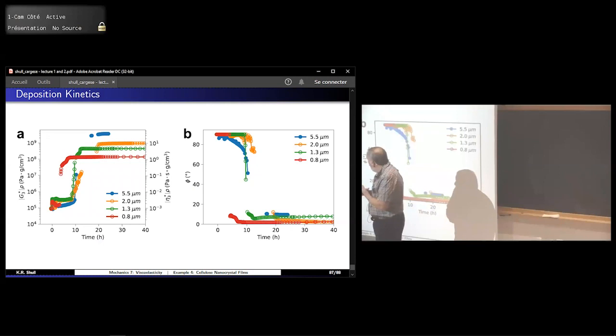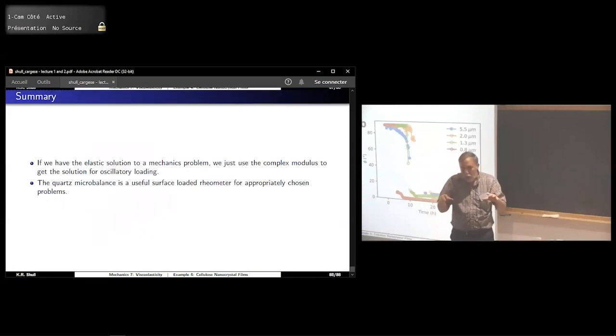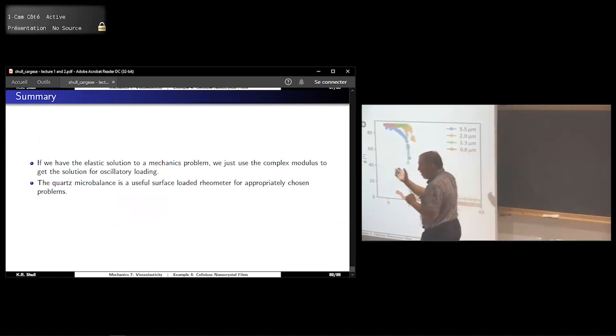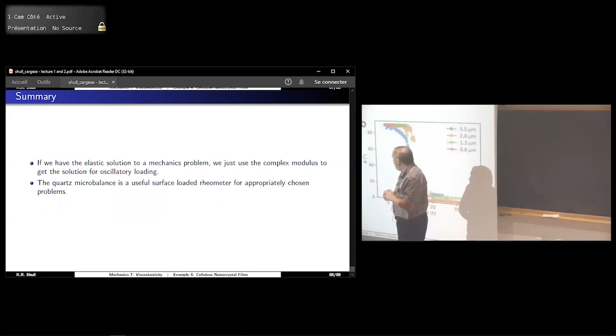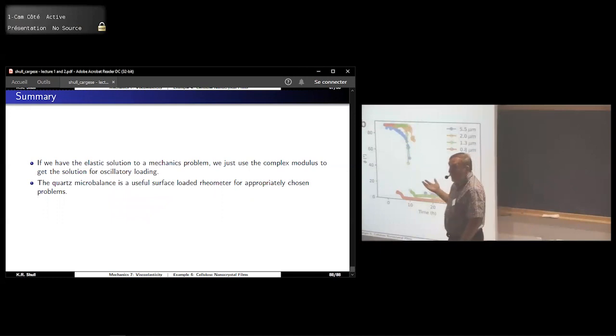My main concluding point was really that if you have something where you know the elastic solution, and it's an oscillatory kind of loading that you care about, you just replace your real modulus with this complex modulus, and you get the same thing. A lot of useful things fall out from that, the resonator decay time, all this sort of thing. And then I had a specific example of a resonator, measuring things related to viscoelasticity. You always have to remember in those experiments that we are at a very high frequency. So, yeah, that's it.